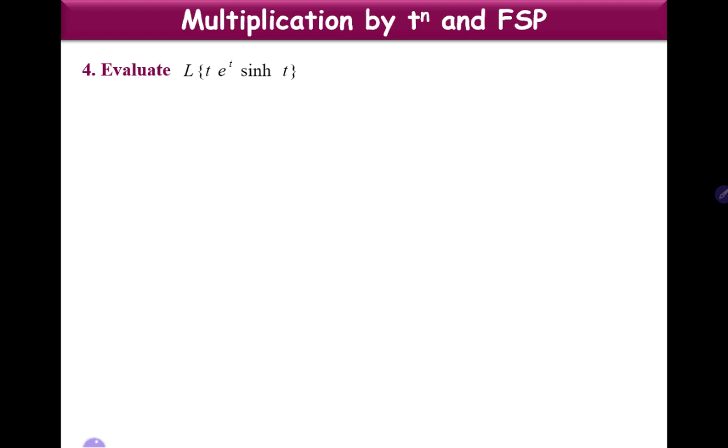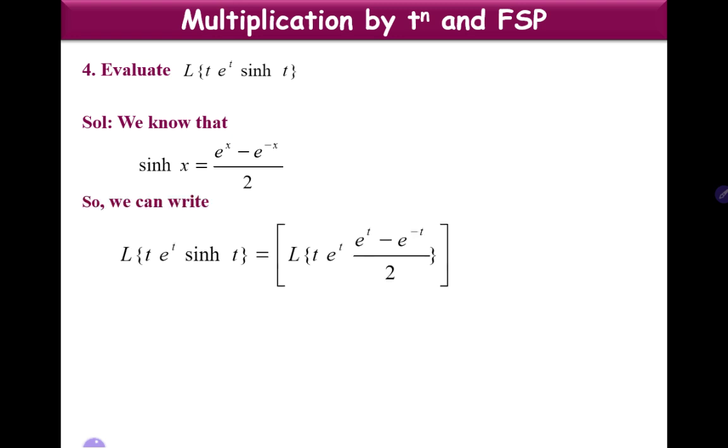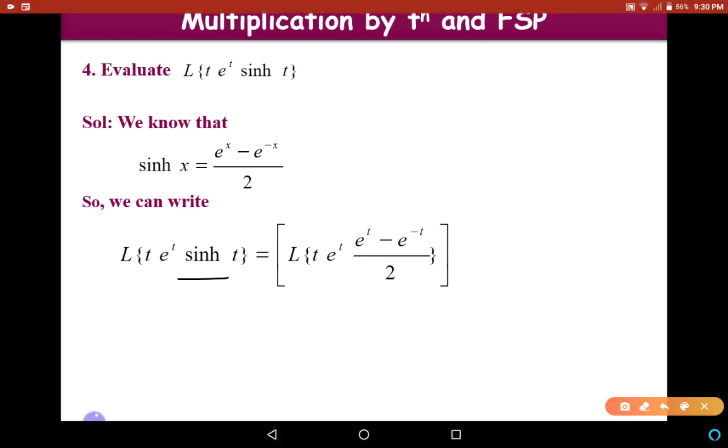Now let us find Laplace transform of t into e power t into sin ht. Sin ht we can write it in terms of exponential function as sin hx is equal to e power x minus e power minus x by 2. So in the given function sin ht can be written as e power t minus e power minus t by 2.